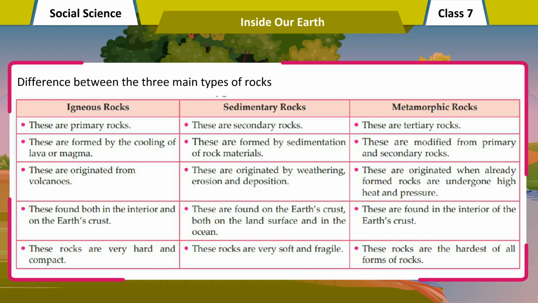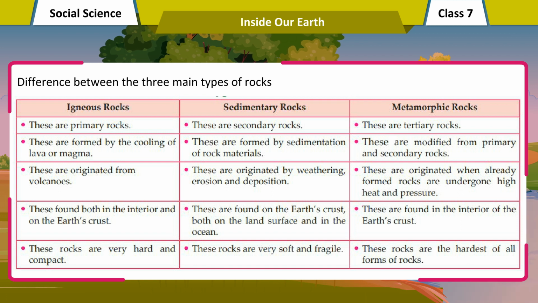These are formed by sedimentation of rock materials. These are modified from primary and secondary rocks. These are originated from volcanoes. These are originated by weathering, erosion and deposition. These are originated when already formed rocks undergo high heat and pressure.